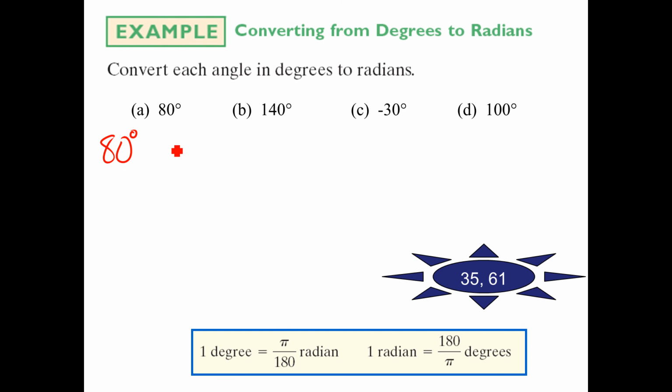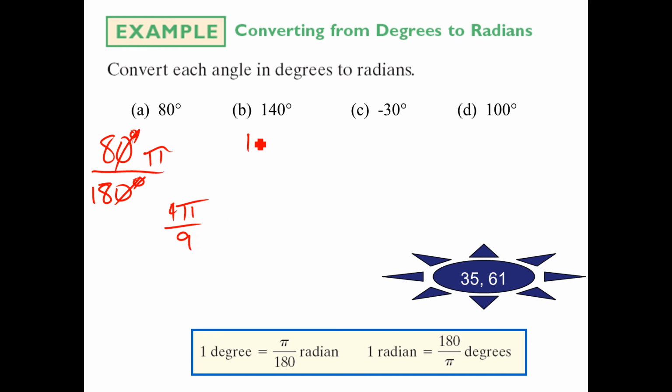So if I have 80 degrees, I want to make sure 80 and 180 are one on the top and one on the bottom, because we'll have degrees that will cancel out. So if I put 180 degrees on the bottom, I need to put pi on the top so that we stay consistent. We can cancel our degrees. We can cancel a 0 even. 8 goes into 18 how many times? Divide them both by 2. You get 4 pi ninths.